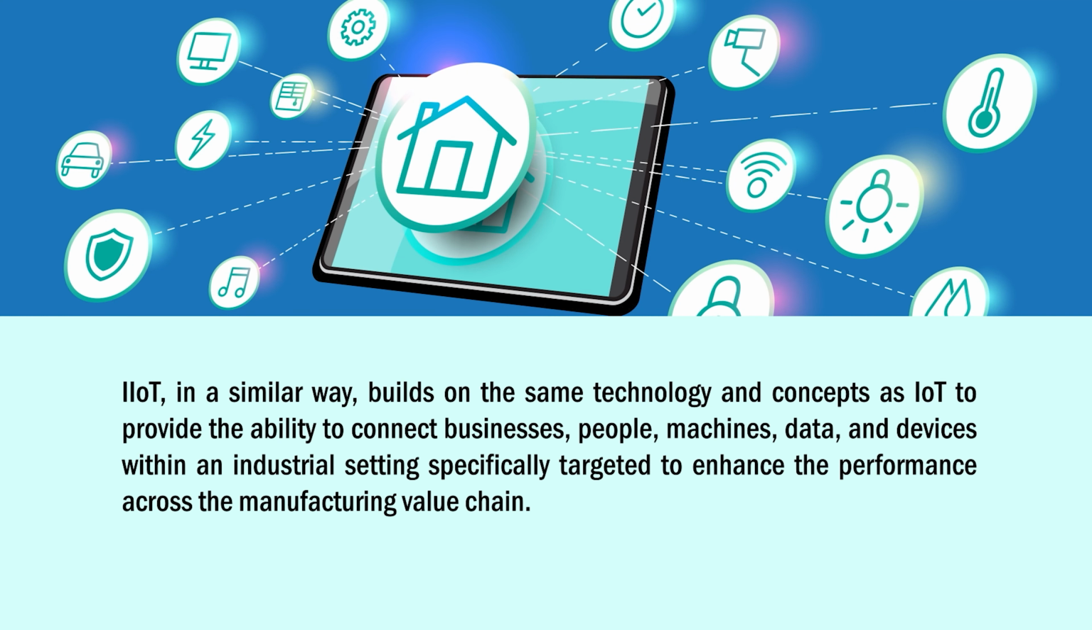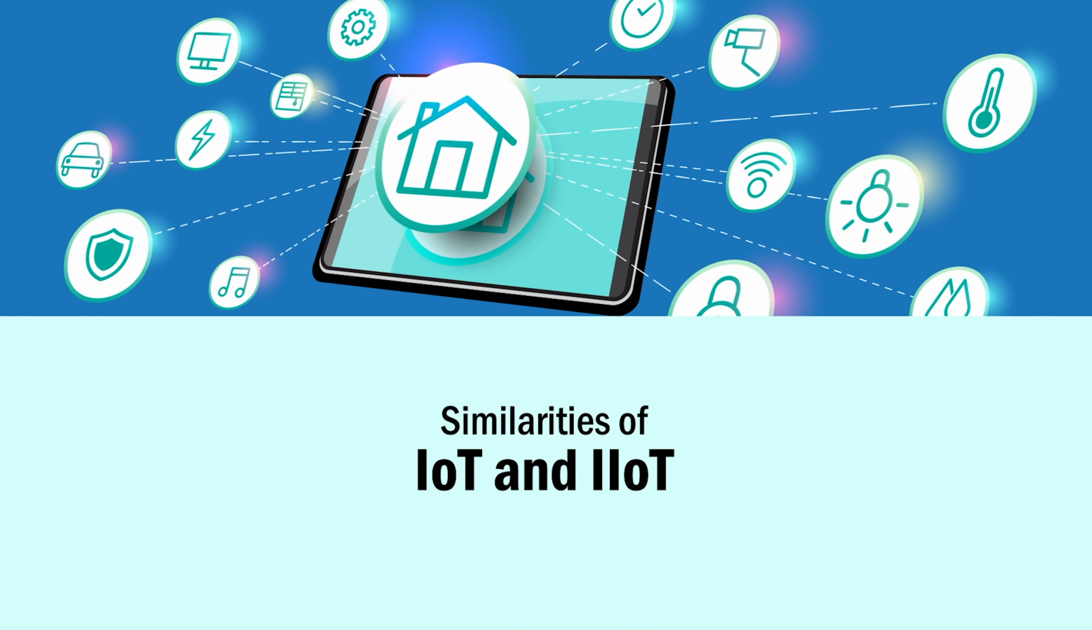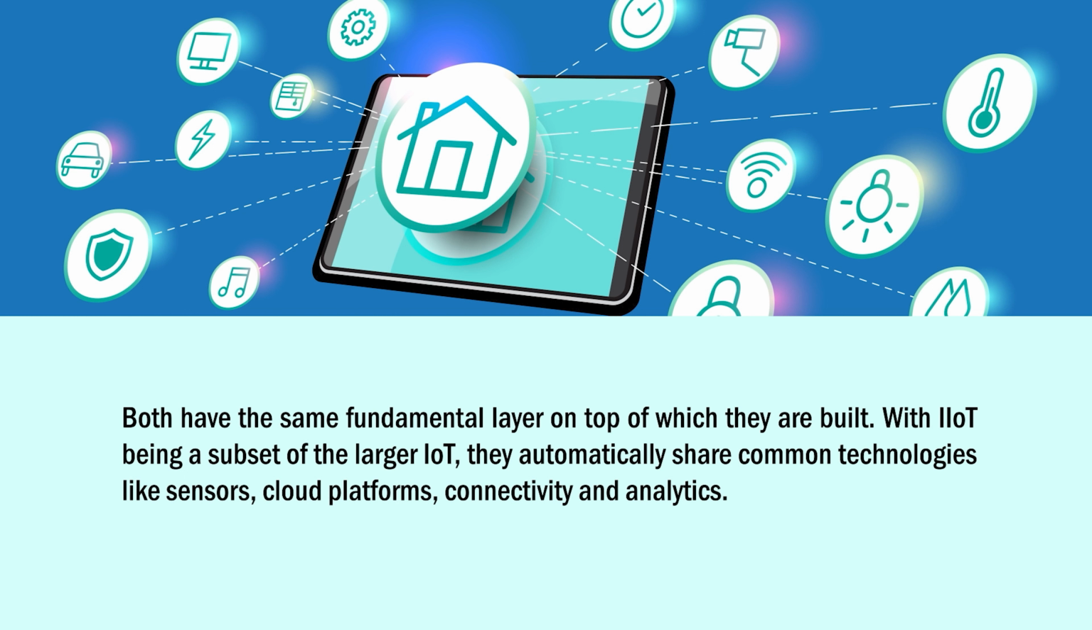So, what is the basic difference, or what are the similarities of IoT and IIoT? IoT is the interconnection of smart devices that monitor, inform and enhance personal aspects of everyday life via the internet. IIoT in a similar way builds on the same technology and concepts as IoT to provide the ability to connect businesses, people, machines, data and devices within an industrial setting, specifically targeted to enhance the performance across the manufacturing value chain. The basic similarity of IoT and IIoT is that both have the same fundamental layer, that is the IoT layer, on top of which they were built.